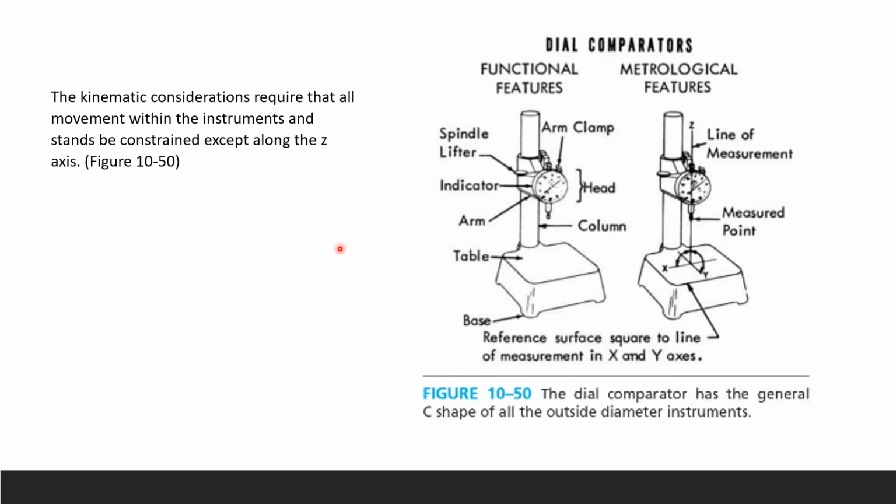Kinematic considerations require that all movement within the instrument and stands be considered except along the z-axis. For the dial comparator, you have your functional and then your metrological features. The dial comparator has a general C shape, like all outside diameter instruments. Every time you do a measurement, you have to consider all the movement within that instrument and the stand, and you definitely need to constrain it in order to keep accuracy.